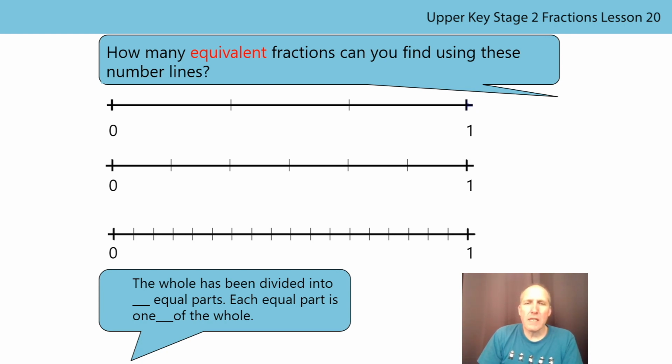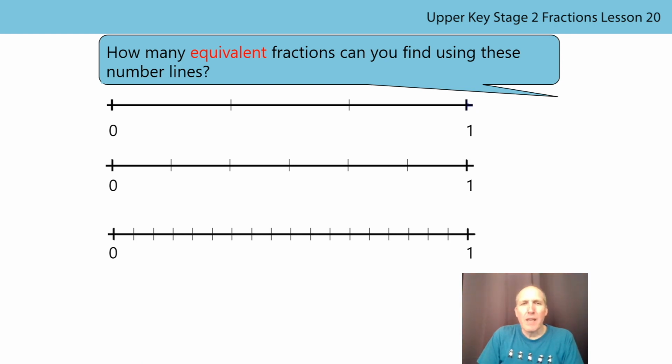The whole has been divided into 6 equal parts. Each equal part is 1/6 of the whole. How many equal parts did you count in that bottom line? Did you count twice to make sure? Hopefully you counted 18 equal parts. Let's say that stem sentence together. The whole has been divided into 18 equal parts. Each equal part is 1/18 of the whole. Well done.